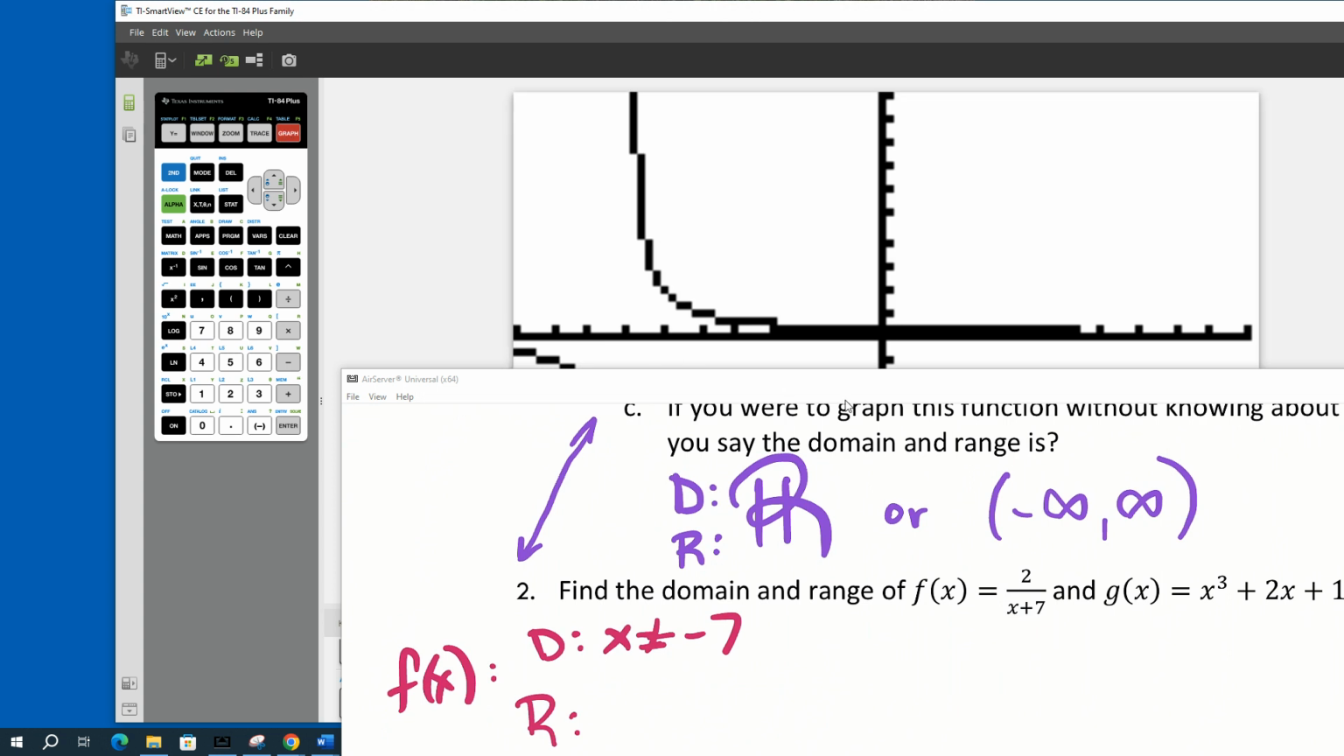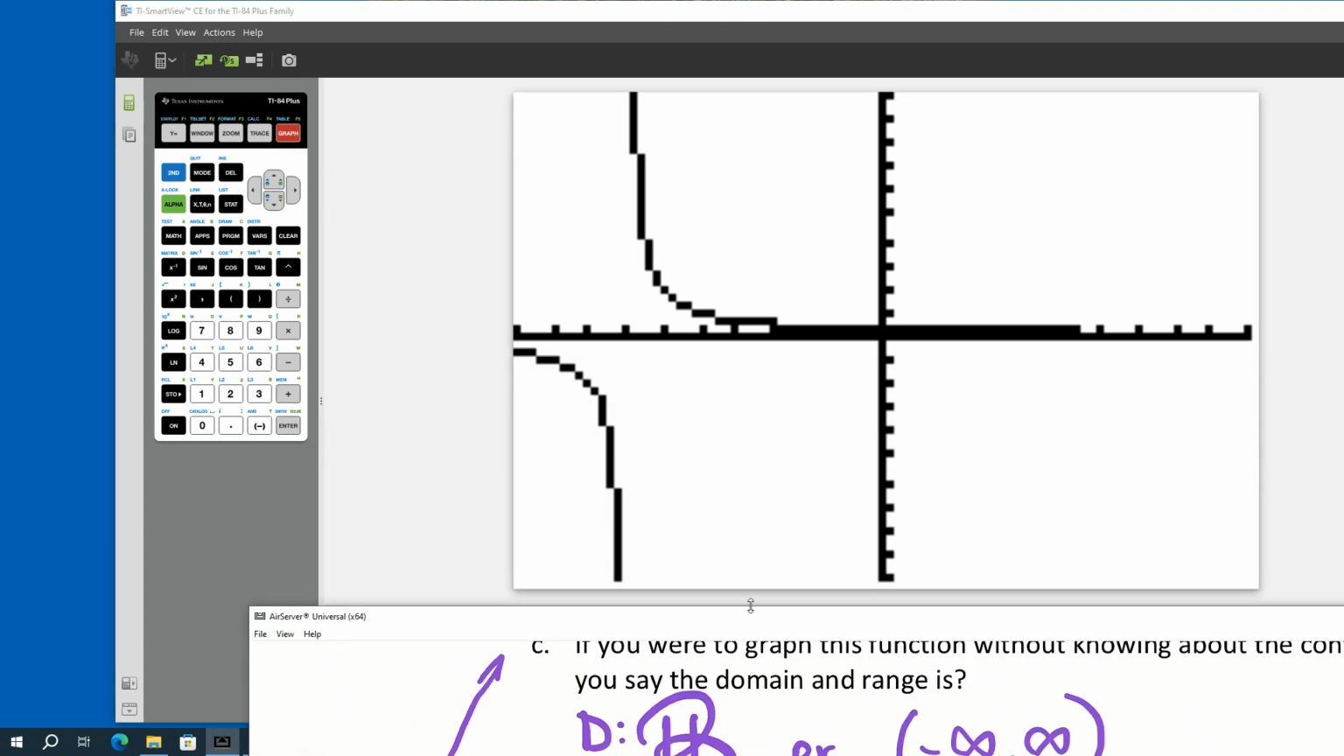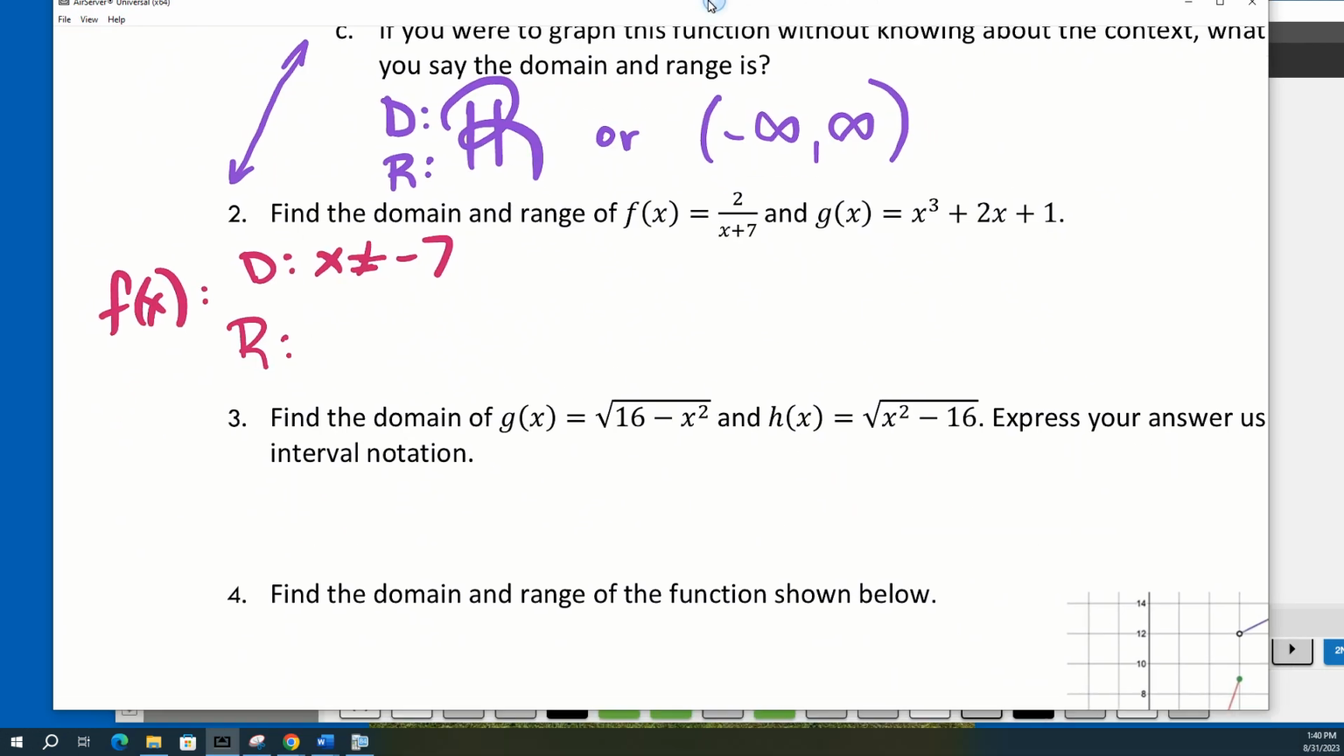All right. So here's the graph. Why do you think it does this line right here? And -7. That's -7. That's because that would give you 0 in the denominator. So that's the vertical asymptote. So what does it look like the y is getting closer and closer to, but not quite getting to 0? Yeah. So the range is just y does not equal 0.